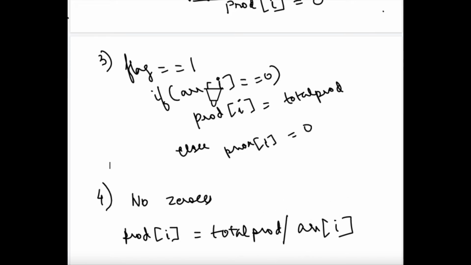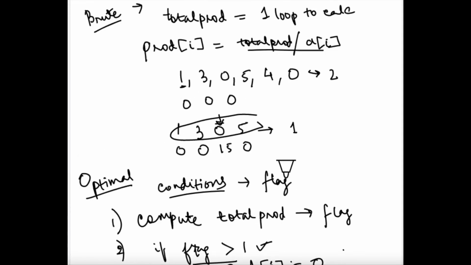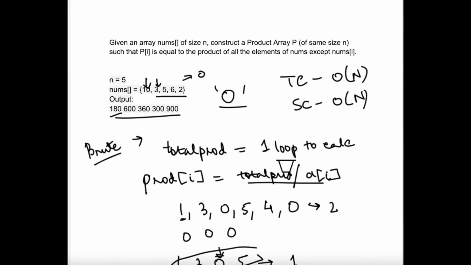So we considered these three scenarios. Number one, if there are no zeros. If the flag is 1, means there is 1 zero, then we have to do this. And the other thing is, if the flag is greater than 1, then blanket every element will be 0. Okay. So that is the approach for solving this question.